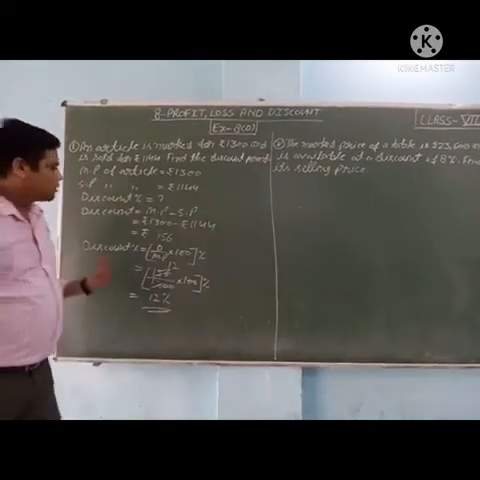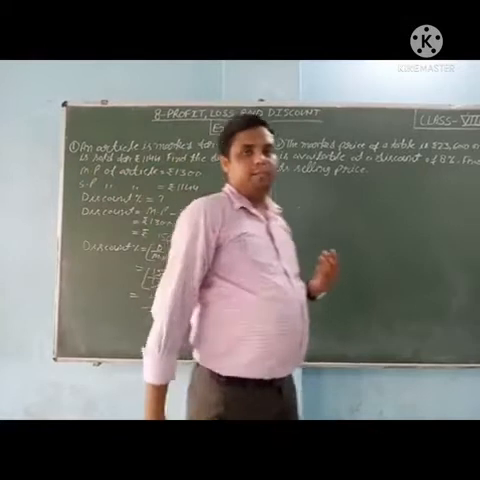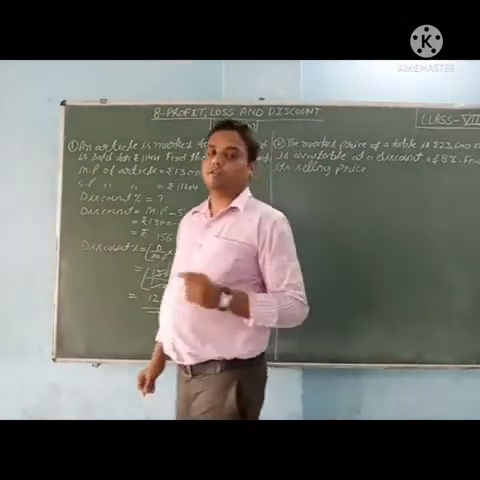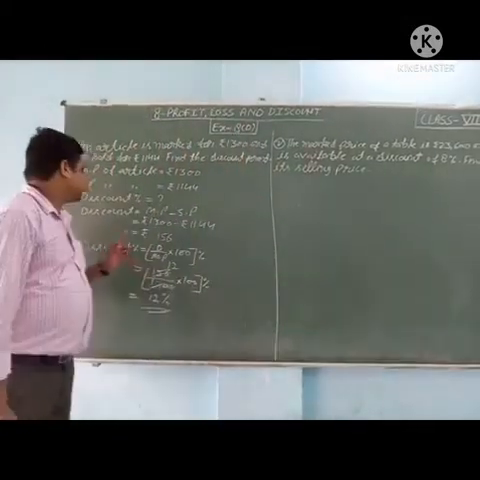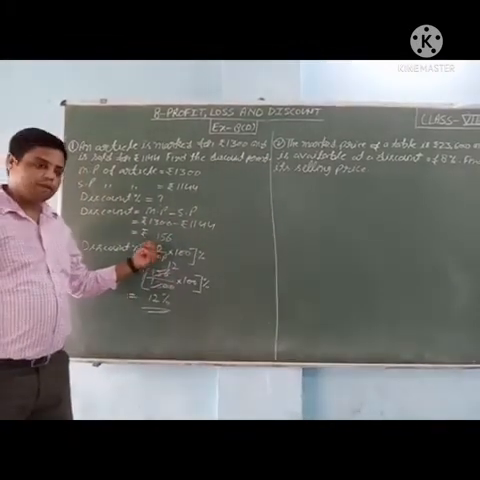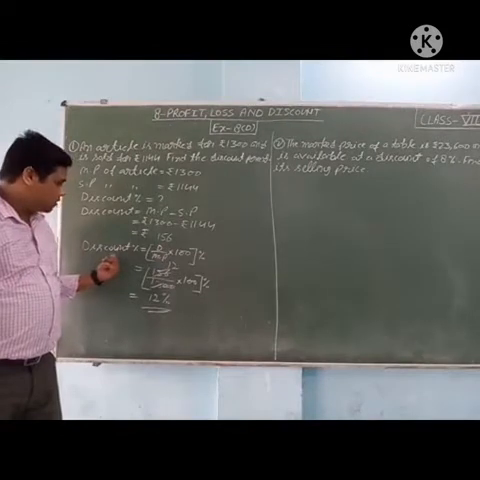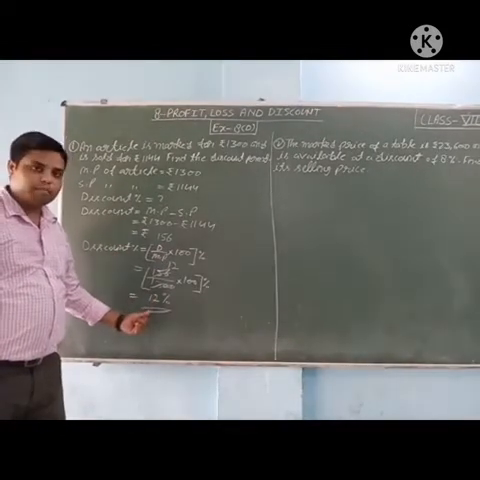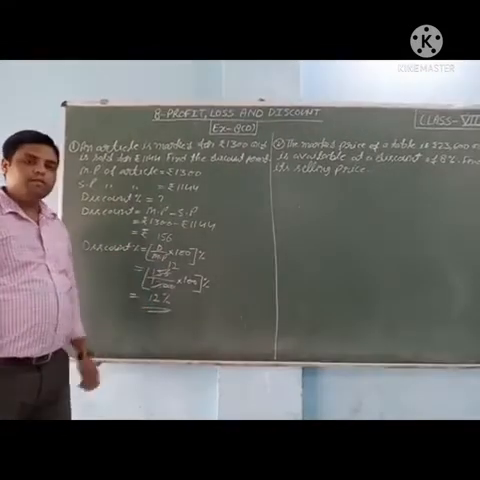See, for discount percent, the formula is discount upon MP into 100. To put the value in the formula, we need the discount also. So discount is equal to MP minus SP. That is coming rupees 156. Then after putting the values in discount percent, we are getting 12%. So discount percent is 12%.